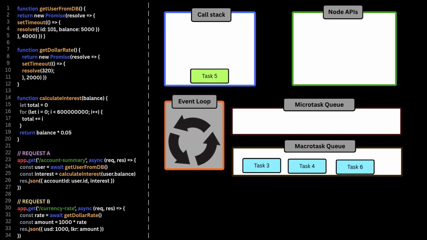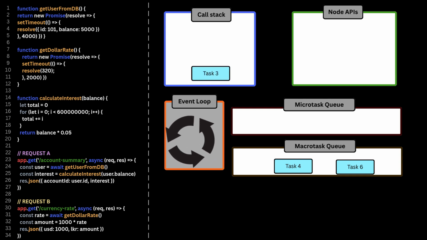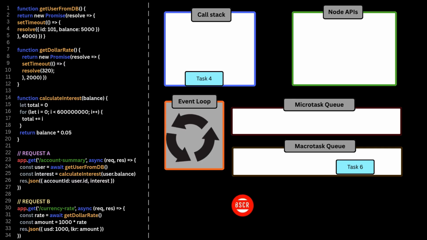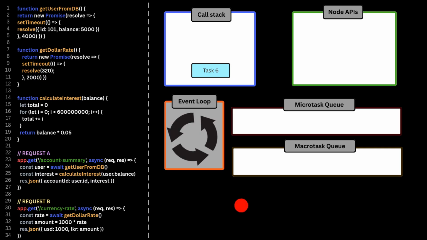Even though JavaScript runs on a single thread, Node.js still preserves completely separate execution contexts for every request. And that is the core idea behind how Node.js handles multiple requests.